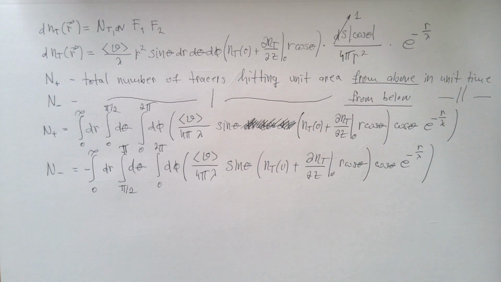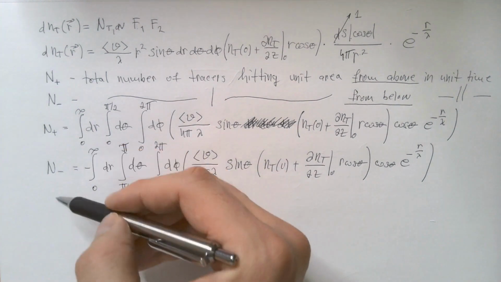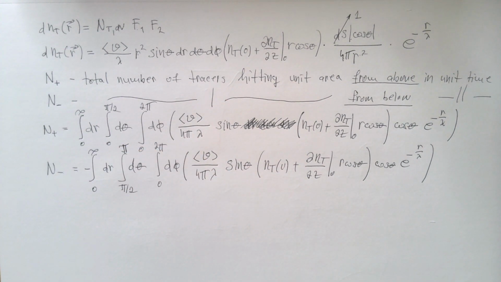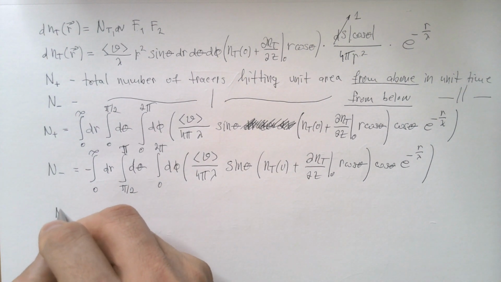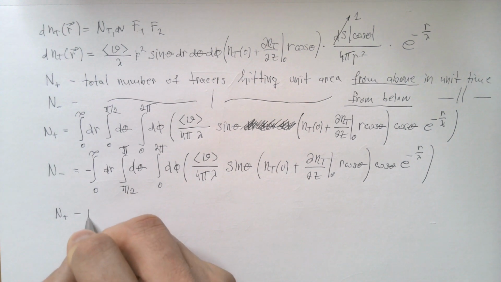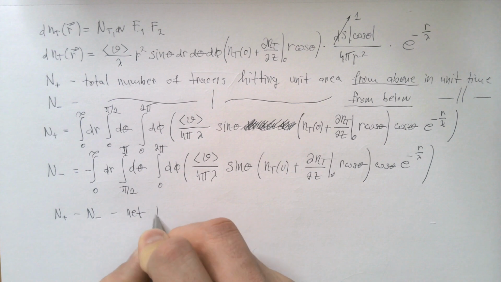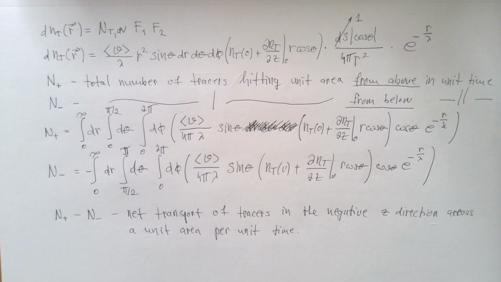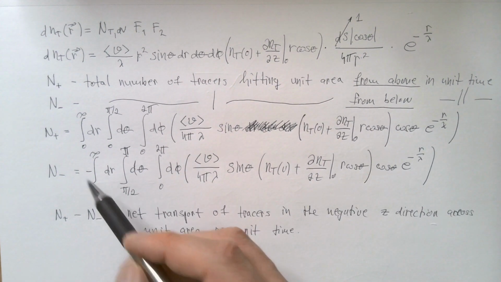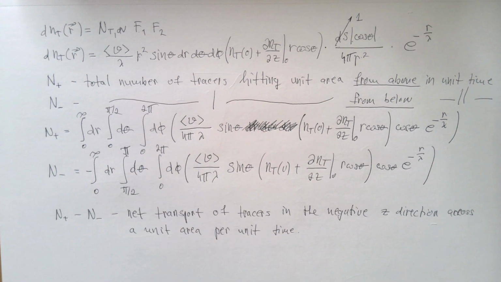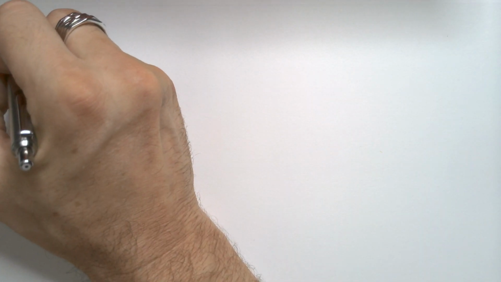Excellent. Now, what we want to find when we define these quantities is the net transport of tracers in the negative z direction per unit time through this unit area. So, n plus minus n minus will be the net transport. So clearly what we need to do now is to subtract these two expressions, and that's what I will do on the next page. So now we have to do this calculation.